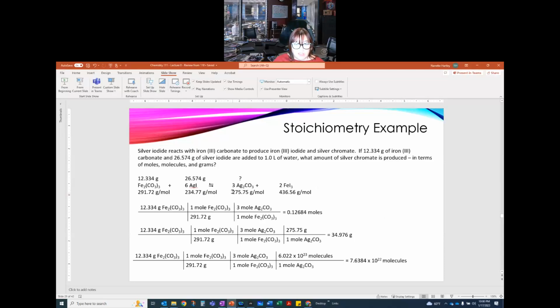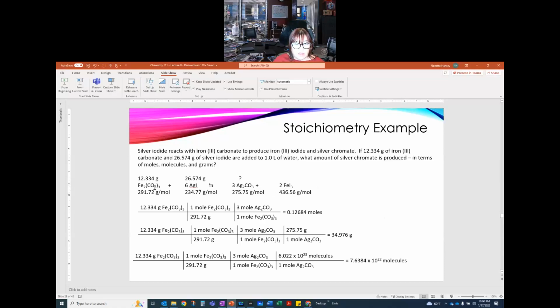I want to know how much Ag2CO3 I make. And it's Ag2CO3 because it's an Ag plus and a CO3 2 minus. I know the molecular weight of the Ag2CO3 is 275.75, and I don't know how much of that I have. I also know that I have an FeI3, so iron 3 iodide. Its molecular weight is 436.56 grams per mole. And then I can balance this equation.